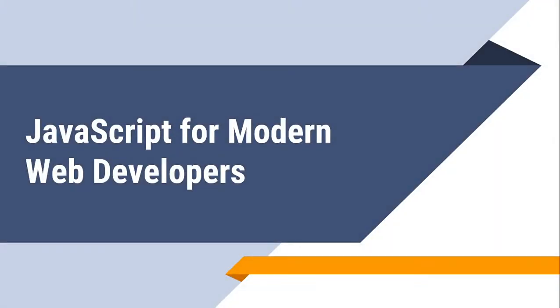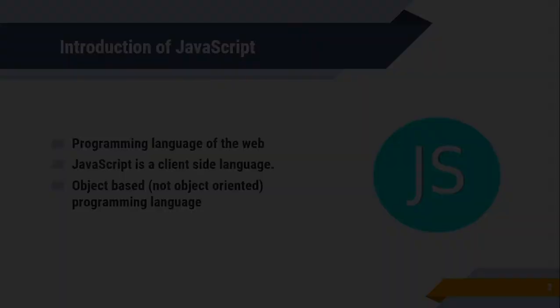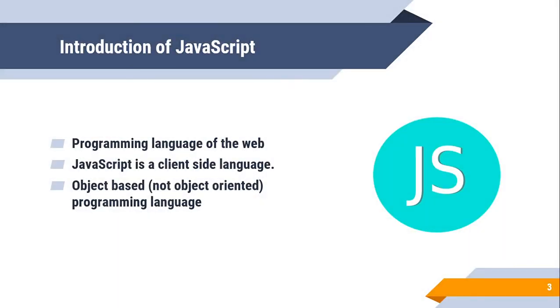Now I would like to talk about JavaScript for modern web developers. Introduction of JavaScript. JavaScript is a dynamic programming language that's used for web development. It is lightweight and most commonly used as a part of web pages, whose implementation allows client-side scripts to interact with the user and make dynamic pages. It is an interpreted programming language with object-oriented capabilities.